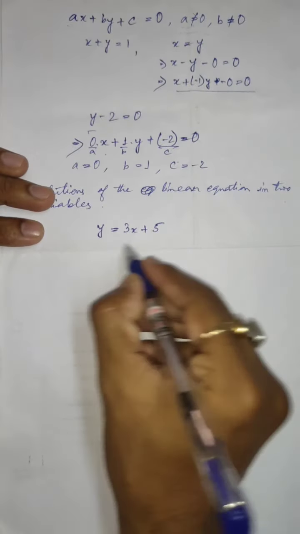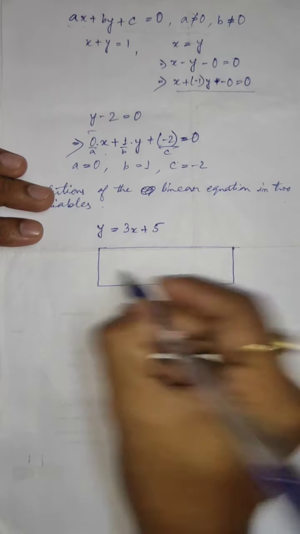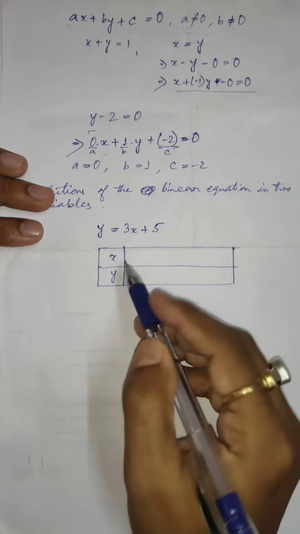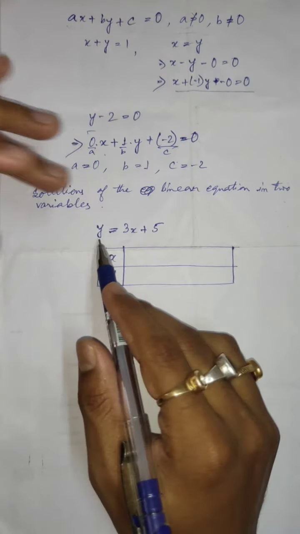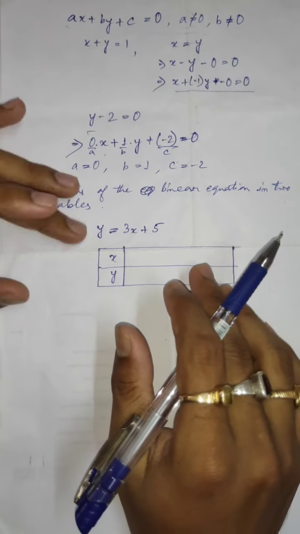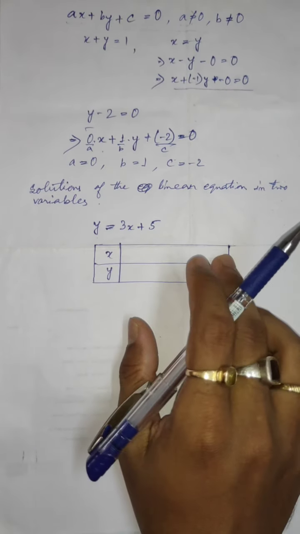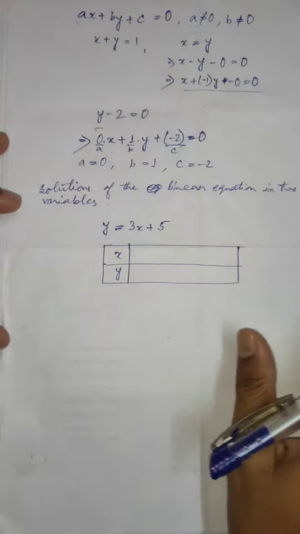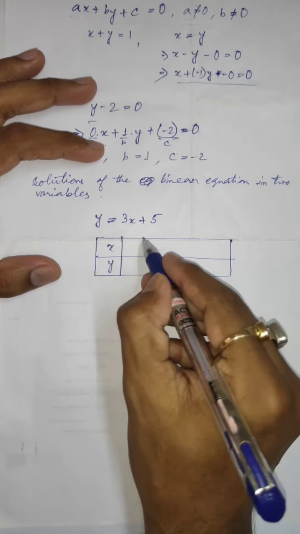How am I showing this? See, if I make a simple table to find the solutions, x and y I have written. And you see here, the variable y always depends on the value of the variable x in all the equations. We should arrange the equation like this to find the values of x and y.